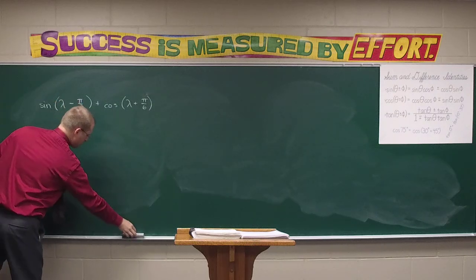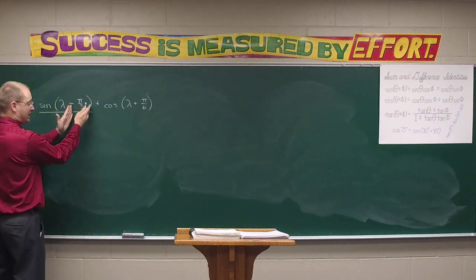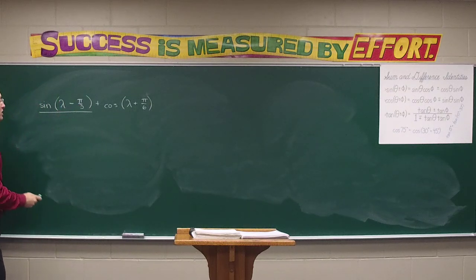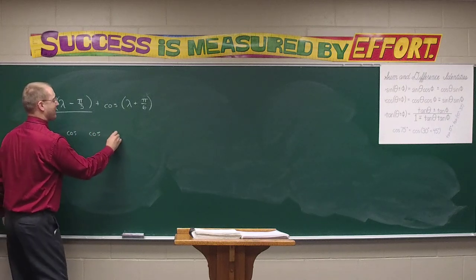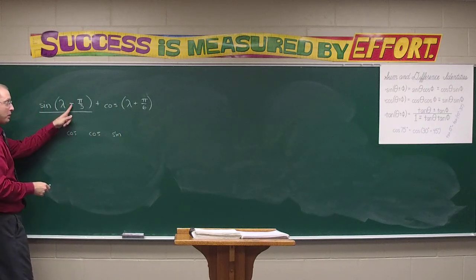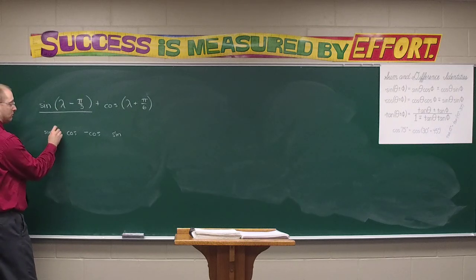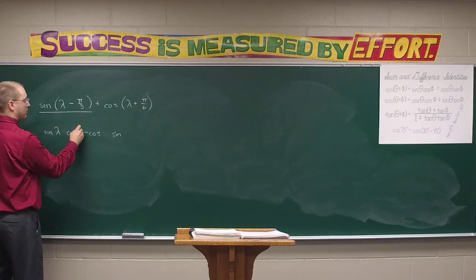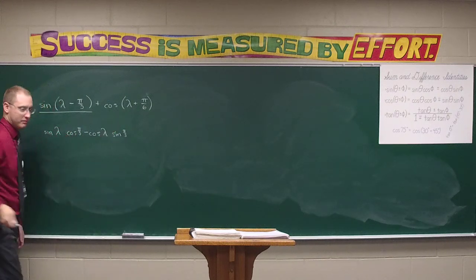All right. We're going to figure out what this is equal to. And I see a sum or difference, in this case difference, with sine. So class, I should write sine, cosine, cosine, sine, and keep whatever this sign is, and then drop in the angles: lambda, pi over 3. Easy enough?